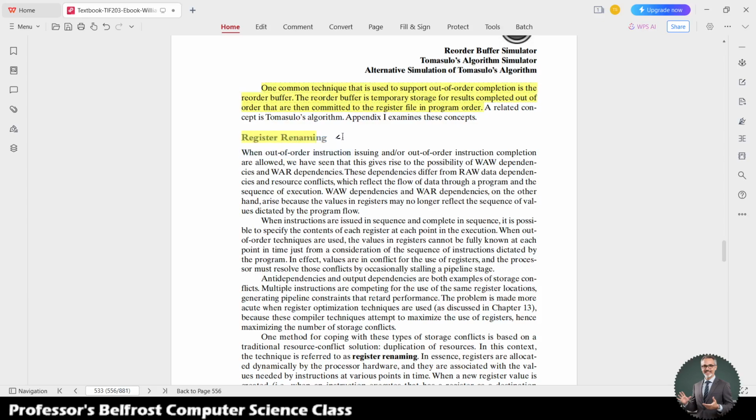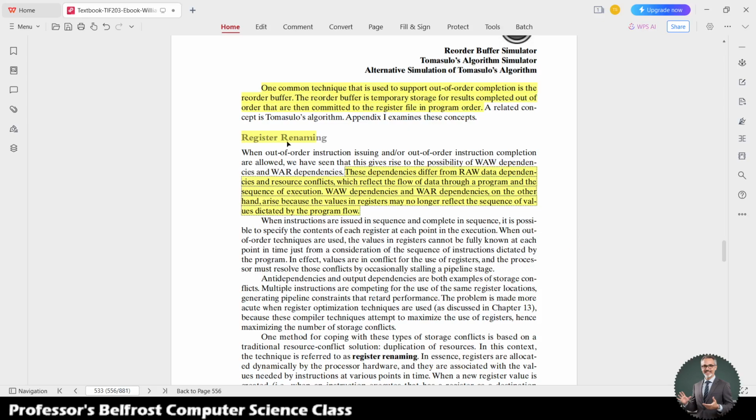Okay. So when out of order instruction issuing and out of order instruction completion are allowed, we have seen that there is the possibility of WAW dependencies and WAR dependencies. These dependencies differ from the RAW data dependencies and resource conflicts, which reflect the flow of data through a program and the sequence of execution. The WAW and WAR dependencies, on the other hand, arise because the values in registers may no longer reflect the sequence of values dictated by the program flow.